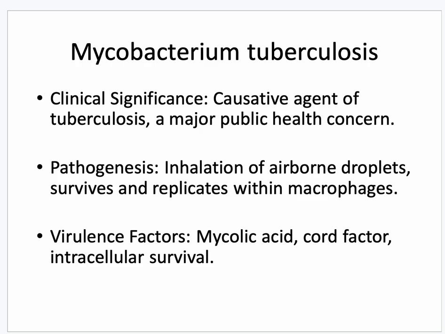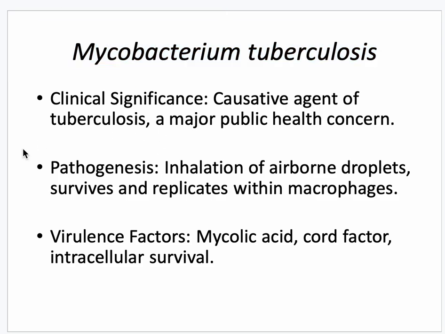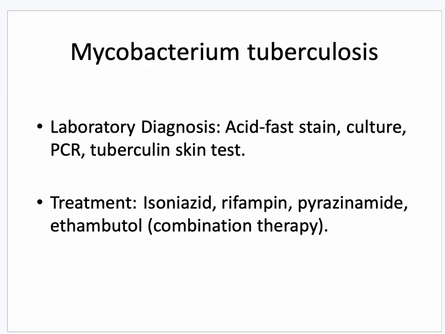Okay, one of the most important is your Mycobacterium tuberculosis, of course. So this is the causative agent of your tuberculosis, a very major public health concern, especially here in the Philippines. So we get this through inhalation of airborne droplets. They survive and replicate within your macrophages. So ano meron sa kanila? You have your mycolic acid, cord factor, intracellular survival. So we diagnose this through acid-fast stain, culture, polymerase chain reaction, tuberculin skin test.